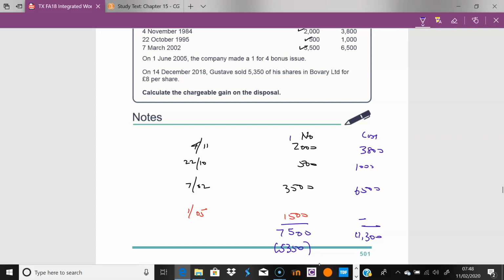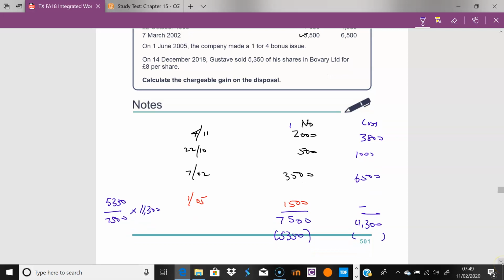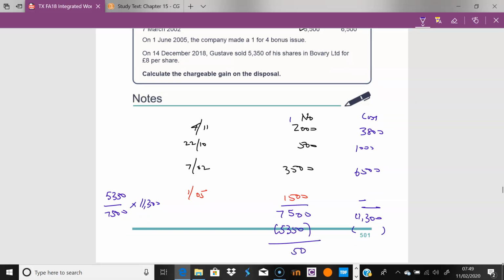So the question is, what is the equivalent cost? I need to do 5,350 divided by 7,500 times 11,300. That's what I need to do to find out what this becomes. And then I have here 50, I have here 4, 1, and then I have here 2, and that's what's left. So 5,350 divided by 7,500, times 11,300, is equal to 8,061. And that's the cost of what I've sold.